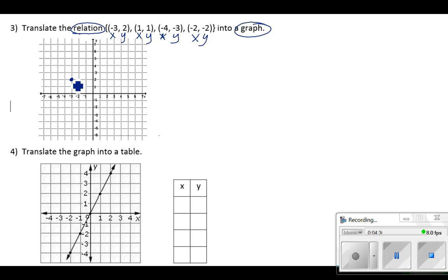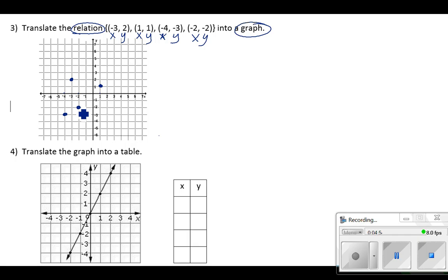The next one is 1, 1. Then -4, -3, and then -2, -2. And that should be what it looks like.